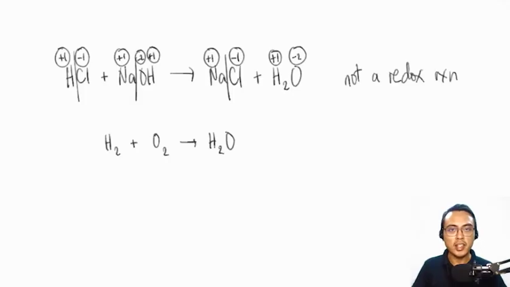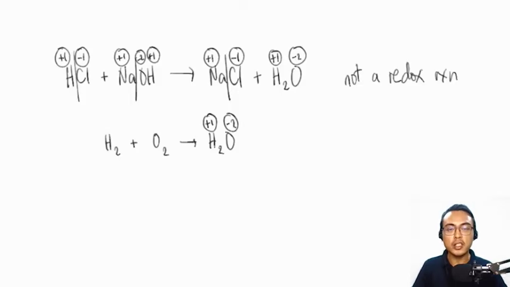Okay, for this next example, let's start with the products because our product is water, and as I have mentioned, water will pop up in most of our redox reactions. Now, you know that the hydrogen in water has a charge of positive 1 and the oxygen has a charge of negative 2. Now, let's determine the oxidation states of your reactants.